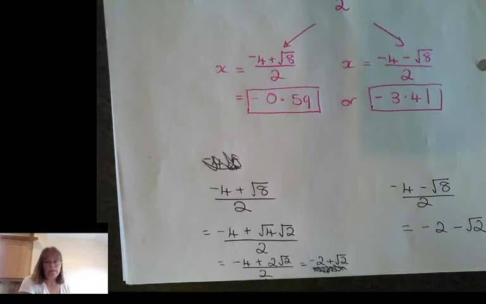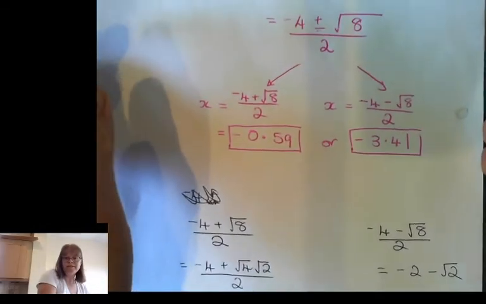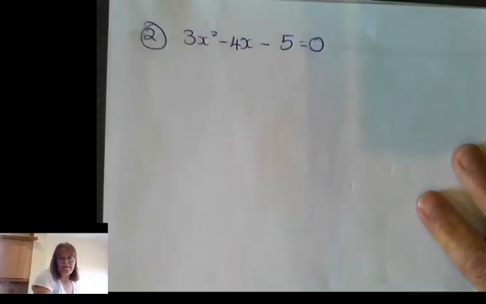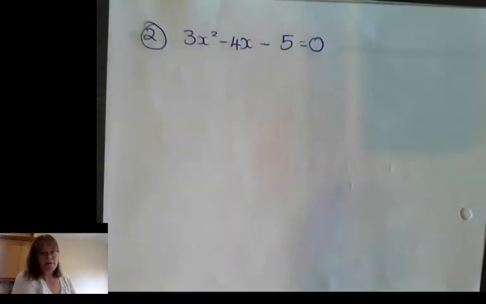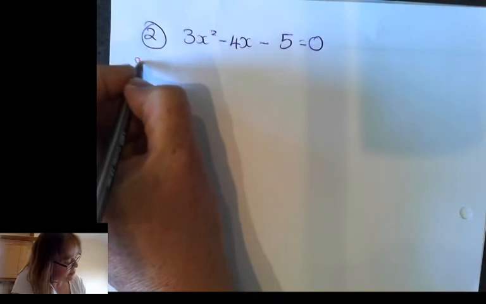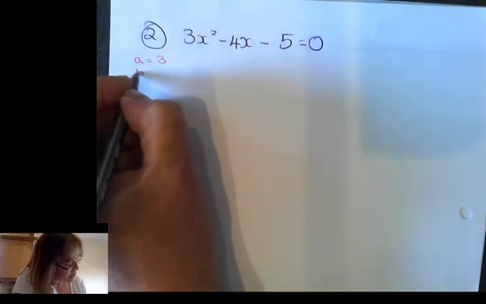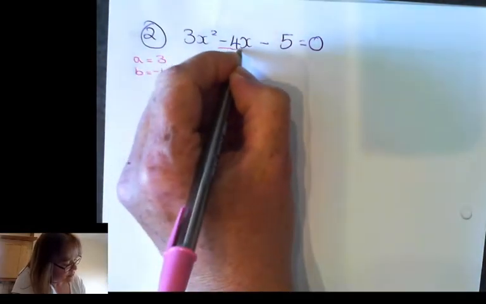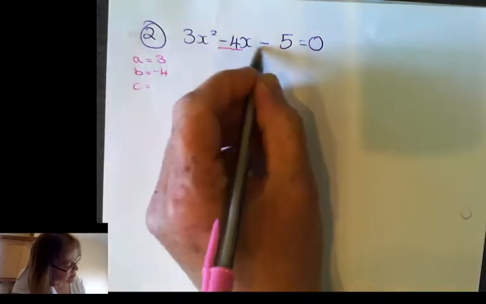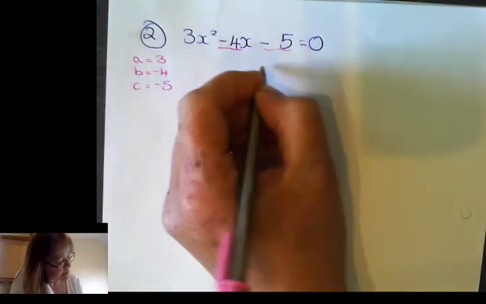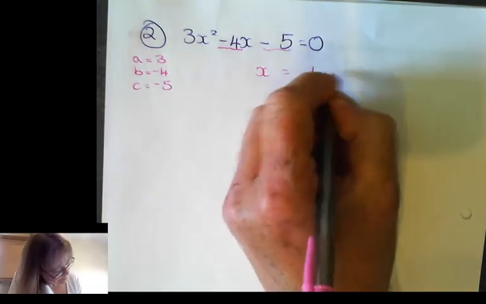Okay. Now, if you were not listening to the surds bit, you need to tune your head back in again. We're going to do another one. So here's my second one, and we're going to do that a little bit quicker this time. So firstly, my A value is 3, my B value is negative 4, don't forget to pick up the minus sign, and my C value is negative 5, pick up the minus sign. Write the formula out.